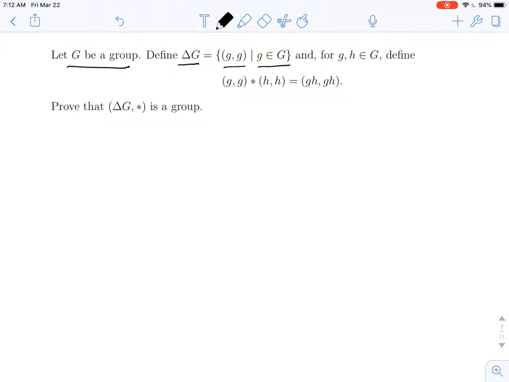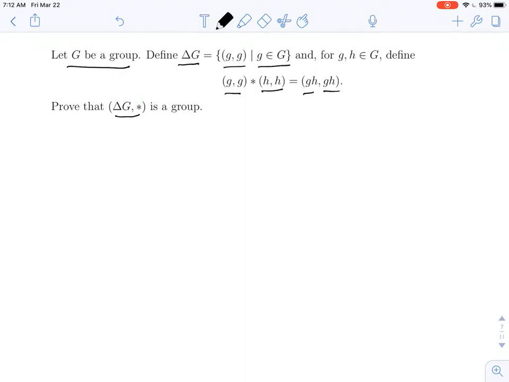We put an operation on this set given by: if you have two pairs of elements which have the same element in each component, (g, g) and then (h, h), you multiply them by simply multiplying the two elements together in each component. And the claim is that this delta G with this operation star is a group. Okay, fine. What do we need to do to prove this?